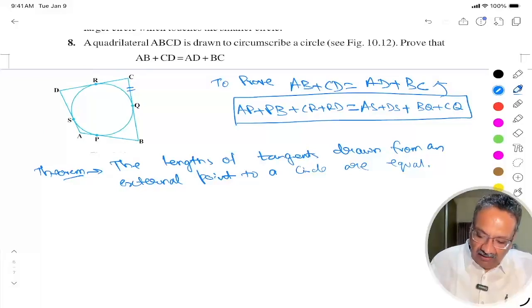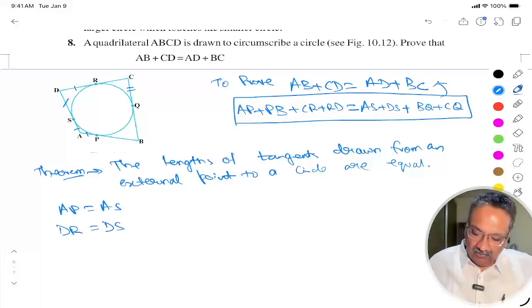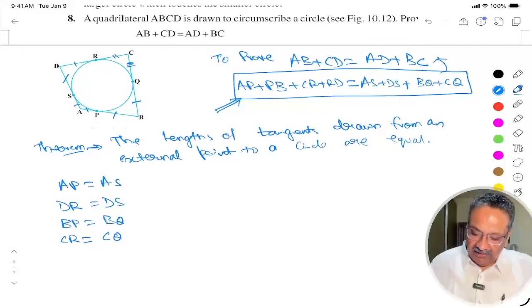By this above theorem we have AP is equal to AS. Then similarly DS is equal to DR. Then we have BP is equal to BQ, and CR is equal to CQ. You have to remember one more thing here: when you are writing this left hand side and right hand side, you observe what you want here, because what we are going to do ultimately is add all these.